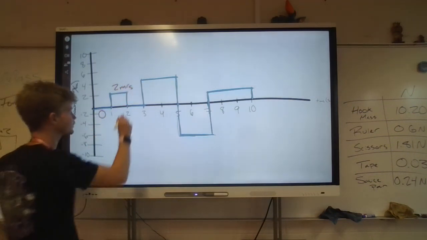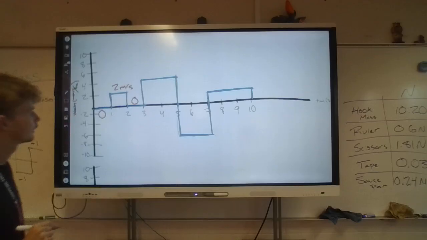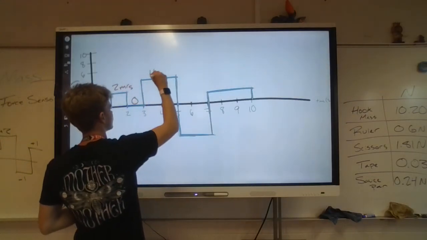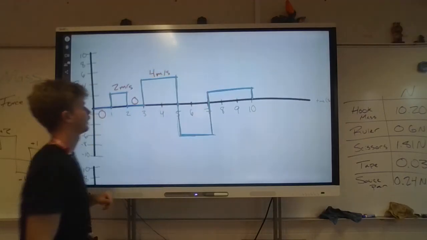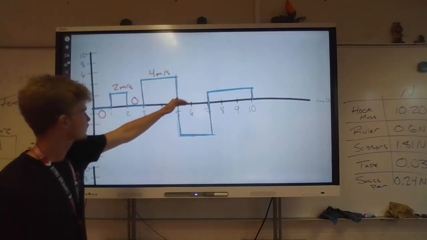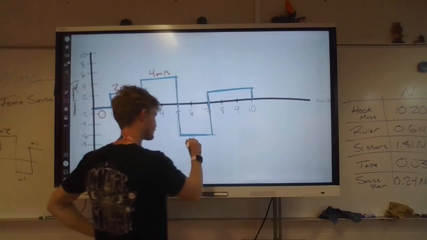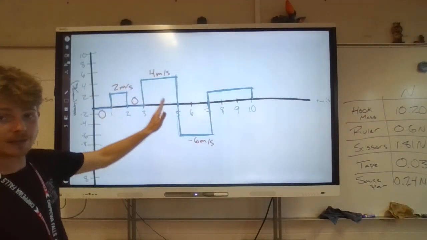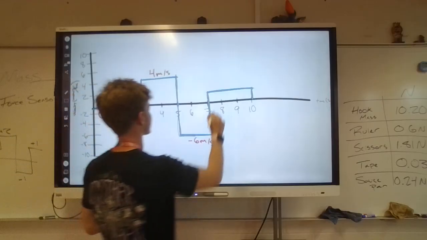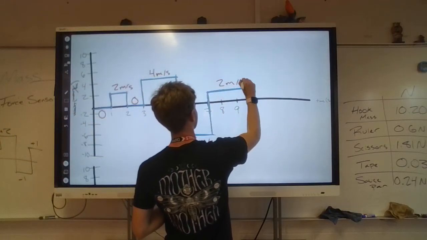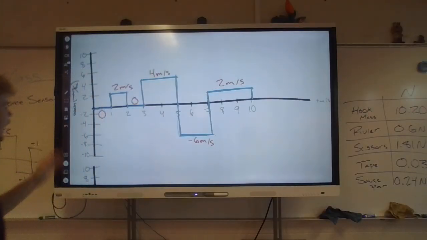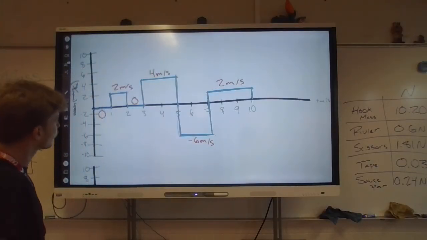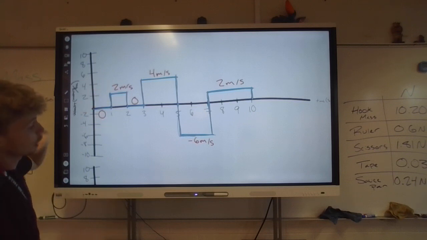Down here, we hit 0 again, so that means it's 0 meters per second yet again. Now from 3 seconds to 5 seconds, we hopped up to 4 meters per second. And then from 5 seconds to 7 seconds, we went down to negative 6 meters per second. And last but not least, 7 seconds to 10 seconds at the very end there, we went back to 2 meters per second. So how is that going to look when I start graphing this on my position over time graph? Well, I'm going to use these slopes, and these slopes will help me make my lines.